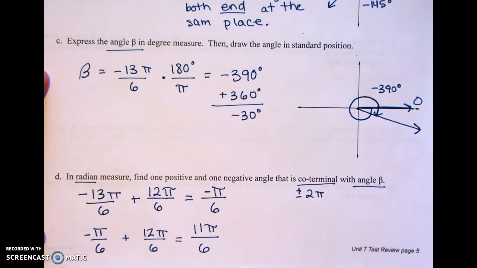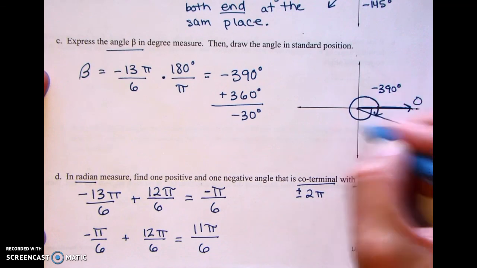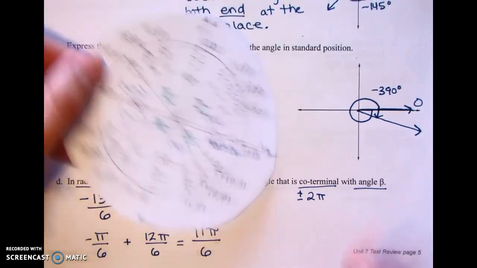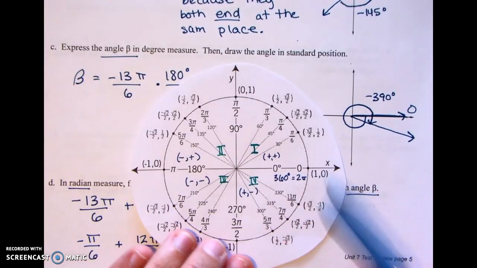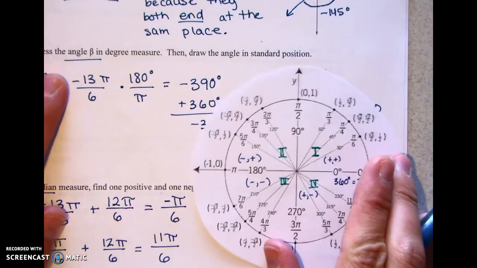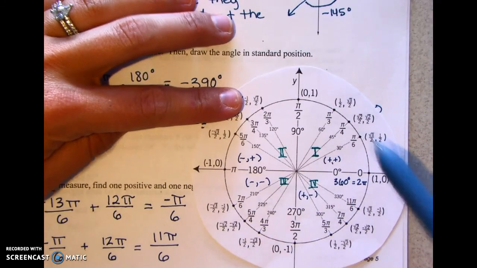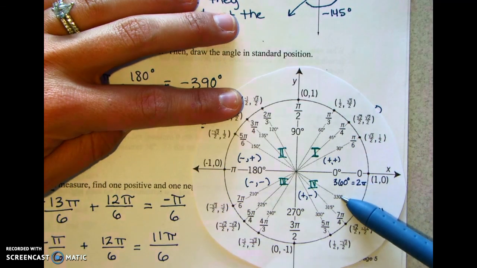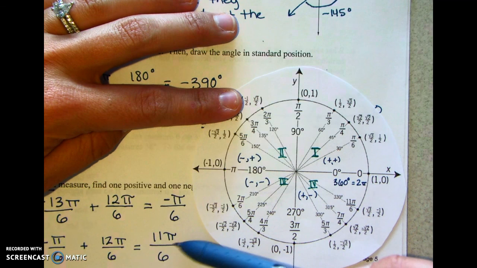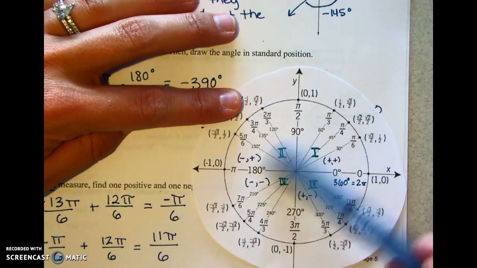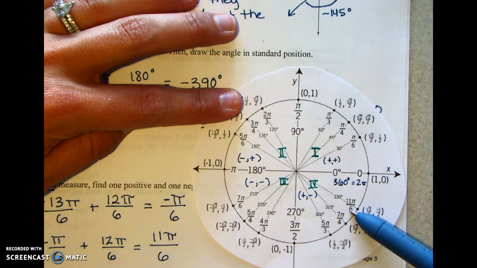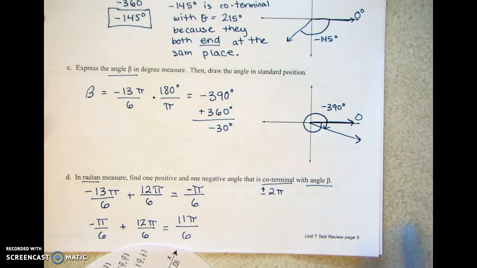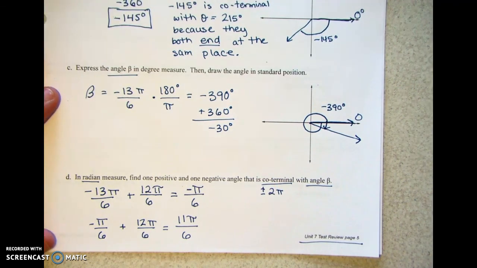11 pi over 6. What is this angle in radian measure? Let's look at the unit circle real quick. We're done with this question. This was a nice review. See how this is positive pi over 6? So negative pi over 6 would be down here, and then positive 11 pi over 6 means you start here and you go all the way around, and there's our 11 pi over 6. So that's it for free response question 1 on the Unit 7 test review. Thanks for watching.